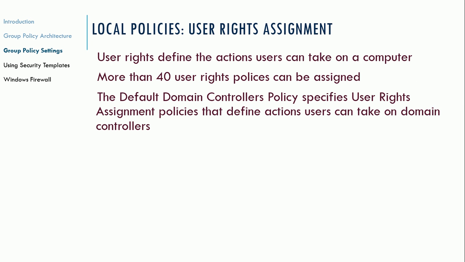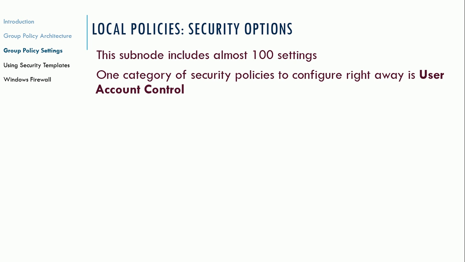So local policies, user rights management. User rights define the actions users can take on a computer, so more than 40 user right policies can be assigned, and the default domain controller's policies specify user rights. So security options. The security options subnode has 100 settings.